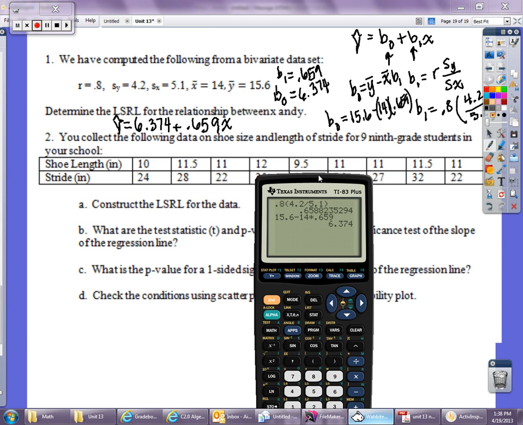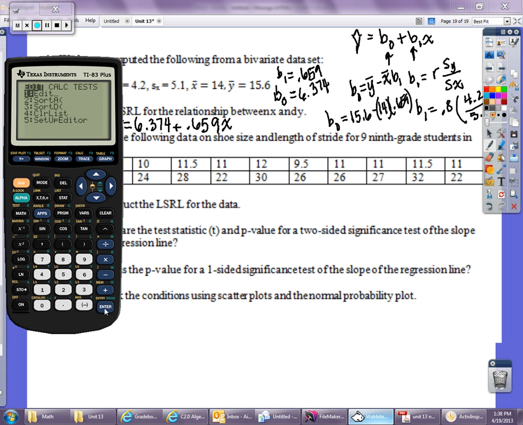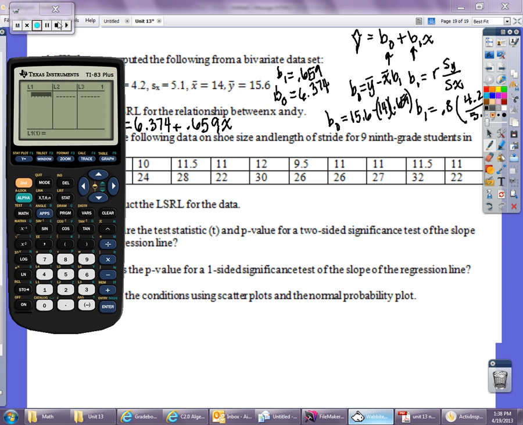Now as far as putting data into your calculator, you're going to want to go ahead and get this data into list 1 and list 2. So in order to do that, you're going to hit stat, enter, and you're going to enter this data into a list. I'm going to pause the video just to save time while I'm entering this data.